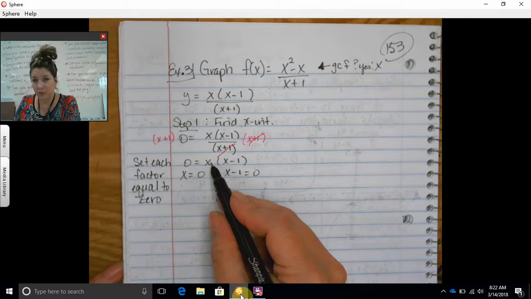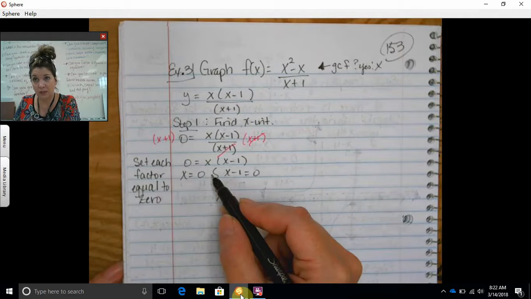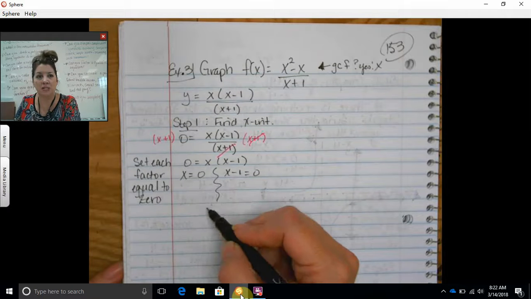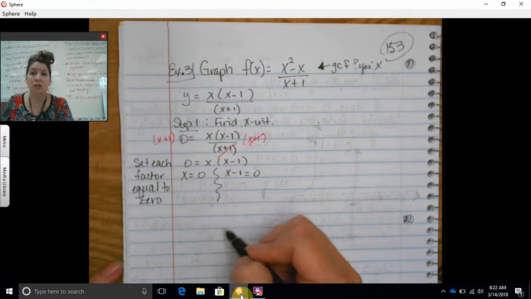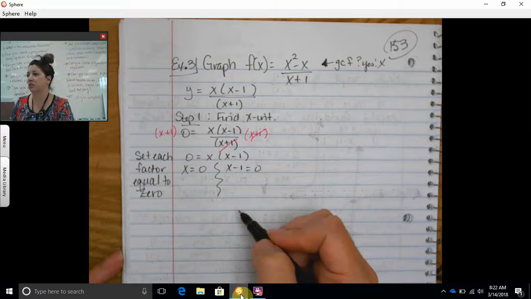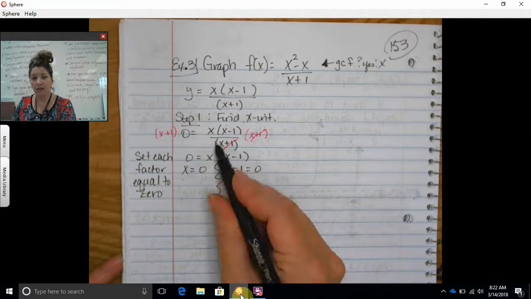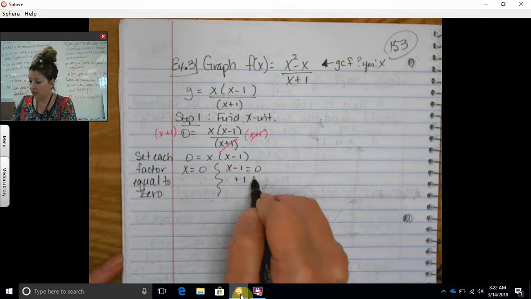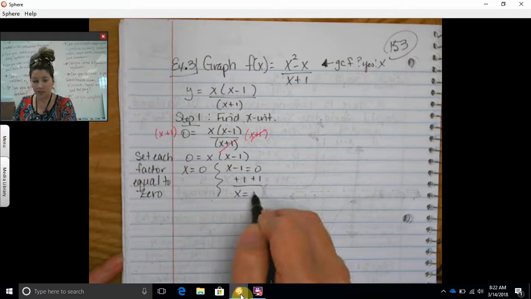So here, my factor was x. Can x equal 0? Yeah. If my GCF was 2, and I set 2 equal to 0, can 2 equal 0? No. So 2 would be a factor, but it wouldn't be a solution, right? If it's a variable, then x equals 0. Over here, add 1 to both sides, and x equals positive 1.